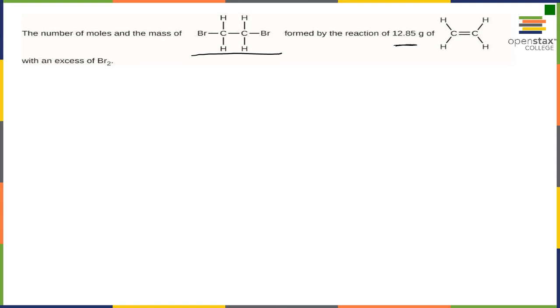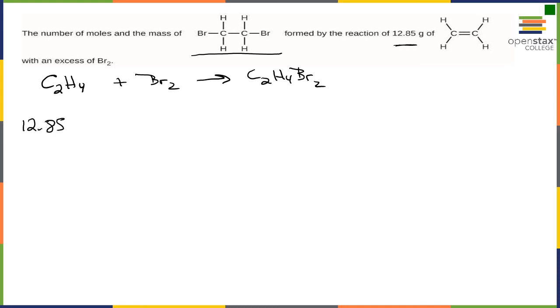All right, how many moles and grams of our dibromoethane are we going to make from the reaction of this number of grams of ethene with excess bromine? So step 1, C2H4, I'm just going to combine and write the formula. It is reacting with bromine to make C2H4Br2. And it is conveniently balanced.